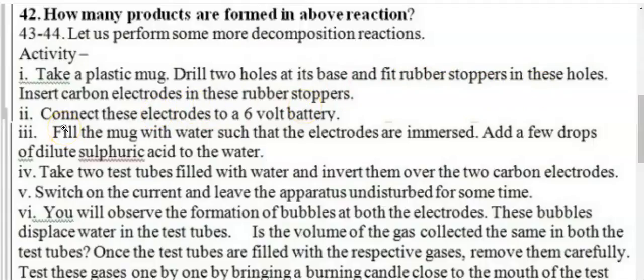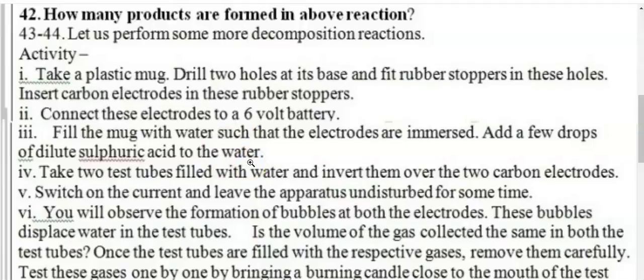Students, you may not like to do it at your place, but you can always see our videos of how it is done in the lab. Or you can do it in your classroom or in your school lab under the supervision of a teacher. Connect these electrodes to a 6-volt battery. Fill the mug with water such that the electrodes are immersed. Add a few drops of, very important, dilute sulfuric acid. Otherwise, water is not a good conductor, and pure water is definitely not.